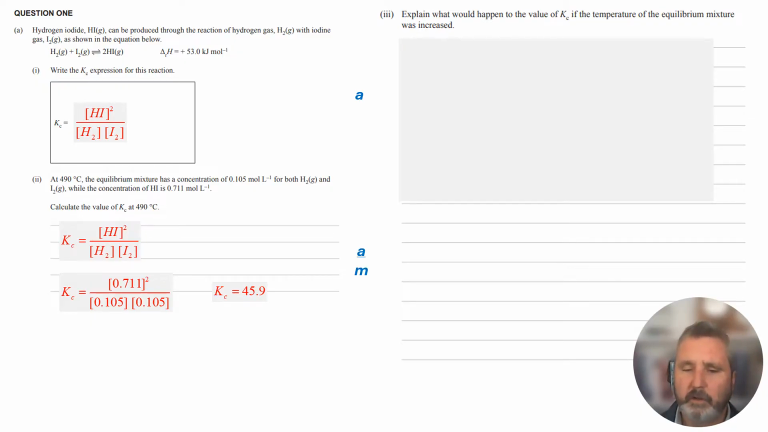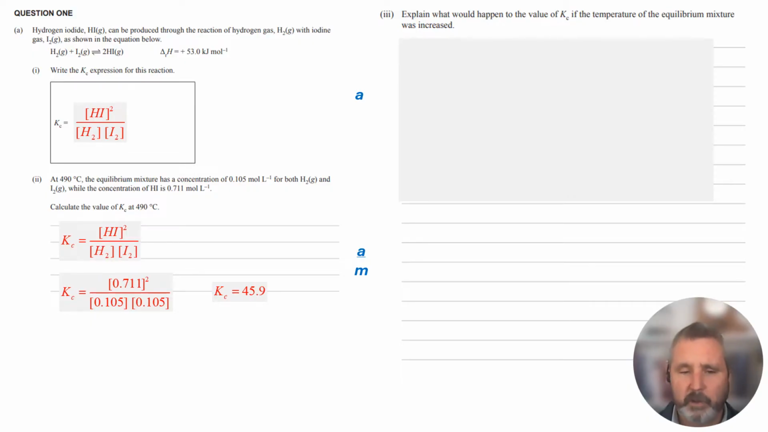Okay, so the next question here, so this achieved merit, remember merit for the right answer and achieved for using the right technique. Explain what would happen to the value of Kc if the temperature of the equilibrium mixture was increased. Okay, so if they're talking about changing the temperature, we know that either the forwards or the backwards reaction will be favoured, and the reaction that will be favoured is the endothermic reaction, because endothermic absorbs the heat or removes the heat from the mixture, the heat that we've added more of by increasing the temperature.